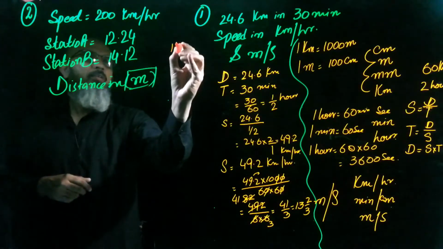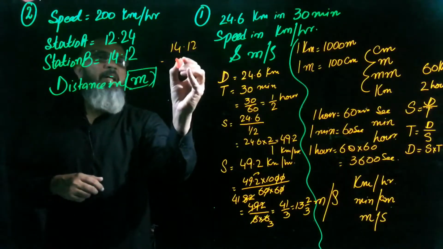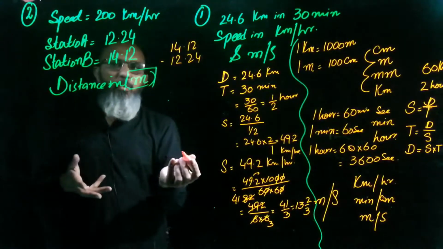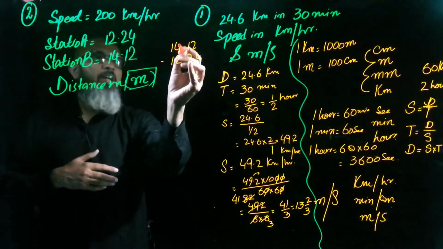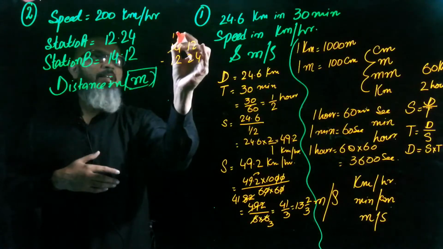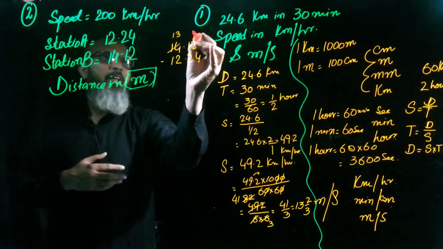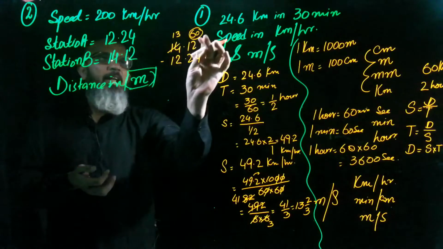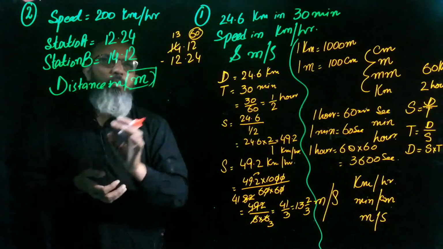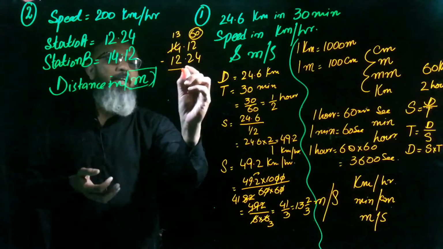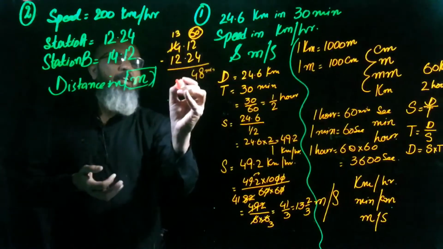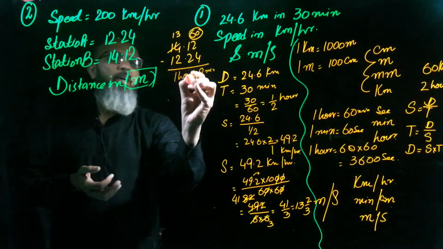So look here, 14:12 minus 12:24. So what will you do? You will take 1 hour from here. So what hours are left? 13. And what you took, convert that into 60 minutes. Clear? 60 plus 12, that is 72. And from 72 you will subtract 24. You will get 48 minutes. And 13 minus 12, that is 1 hour.